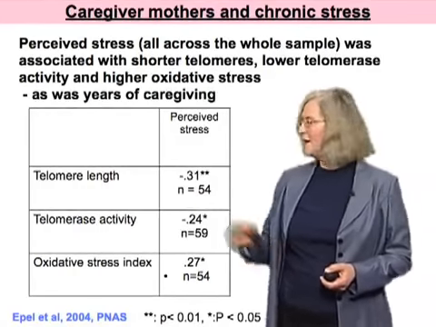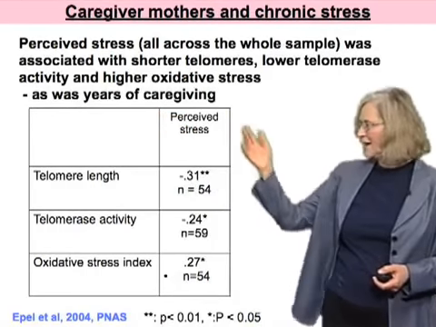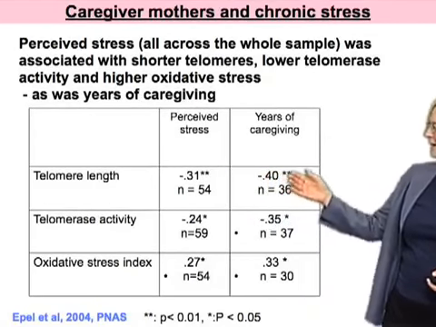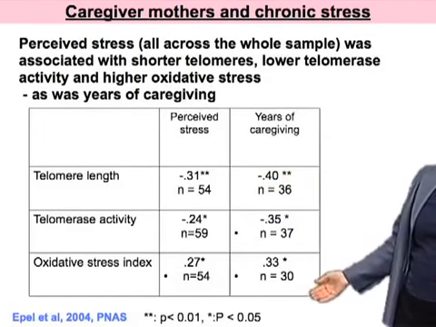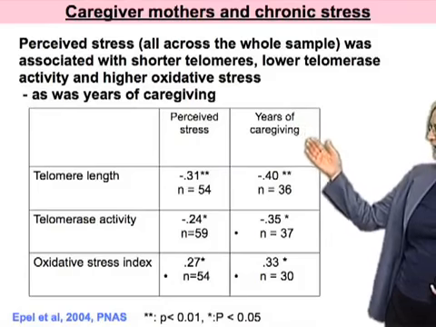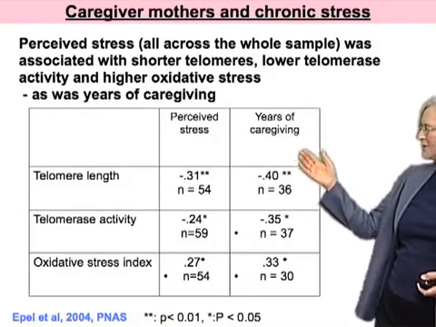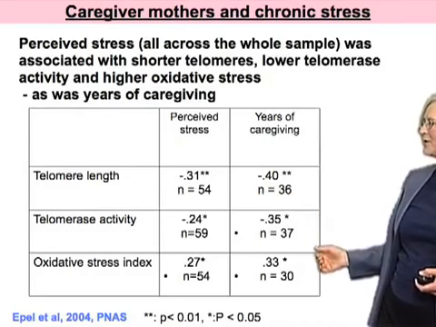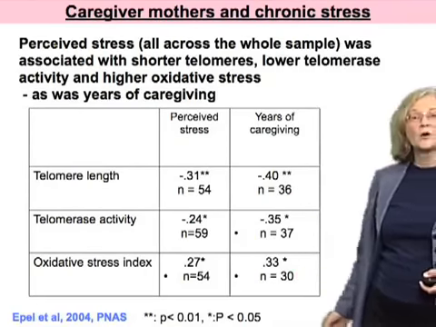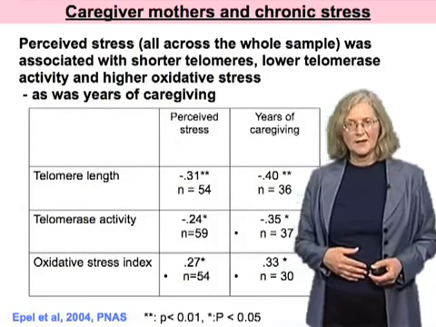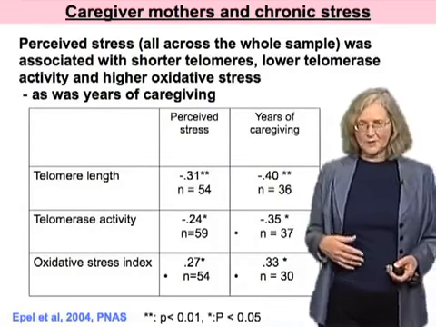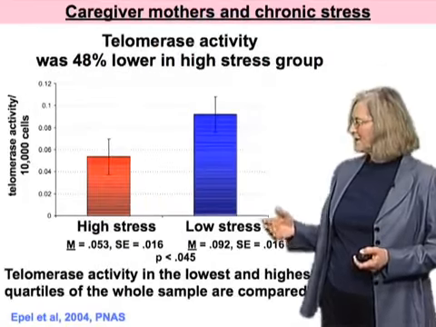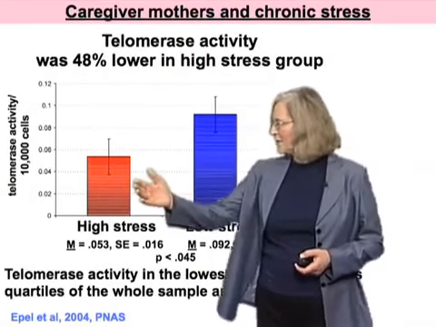Very interestingly, the number of years of caregiving, and obviously this was now in the caregiving group, similarly was related in just the same way. So the number of years of caregiving was related directly to how much shorter the telomeres got, how much lower the telomerase was, and how much higher the oxidative stress index was.